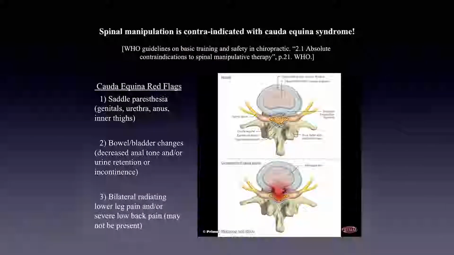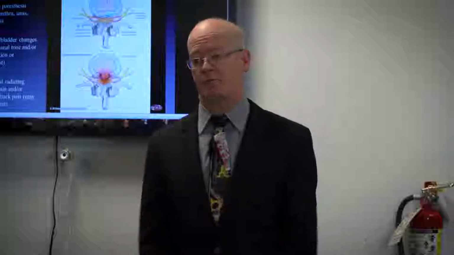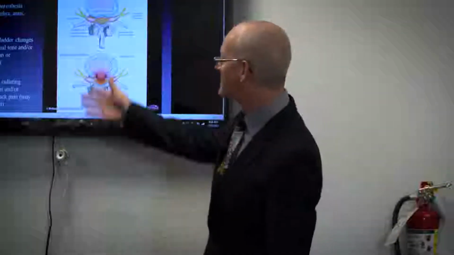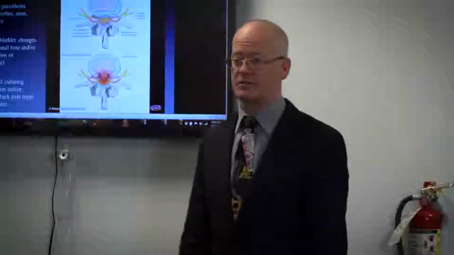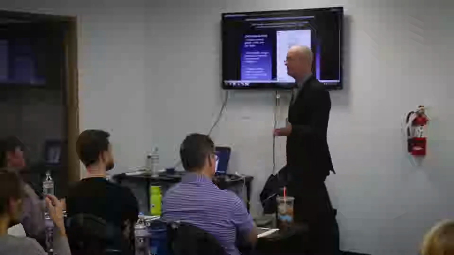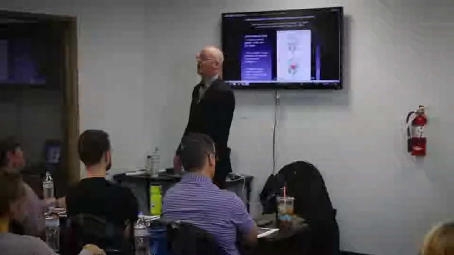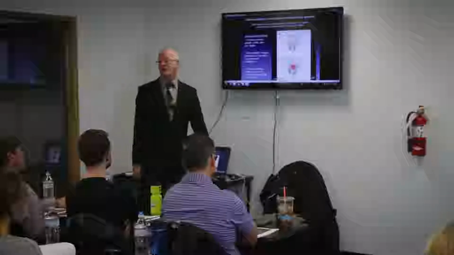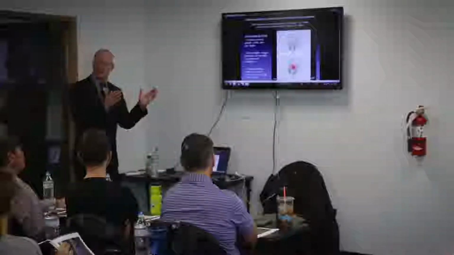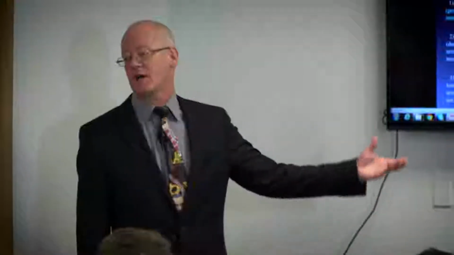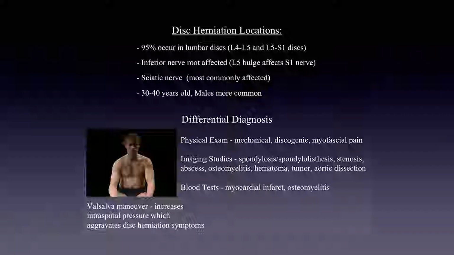Bilateral radiating lower leg pain and or severe low back pain. Again, the pain may not be present. They might just have this numbness and these bowel and bladder changes. But if you've got all three of those, think cauda equina, go get the MRI. Even if you don't want to send them to a surgeon, at least send them for an MRI to validate whether or not that's actually going on. And if it's not that, there may be a tumor or something else going on. So look at all that. There may be an infection going on.